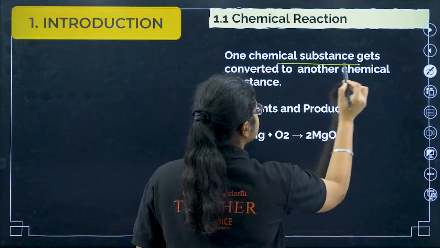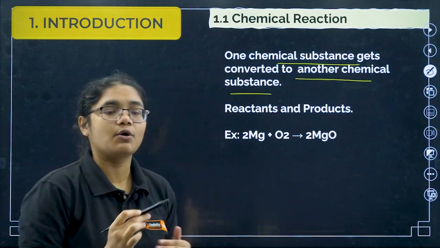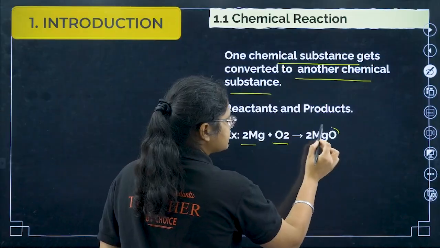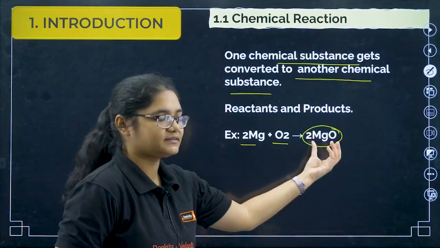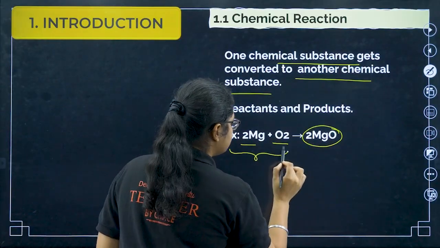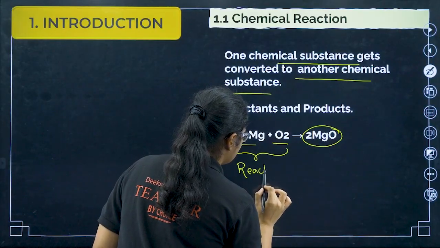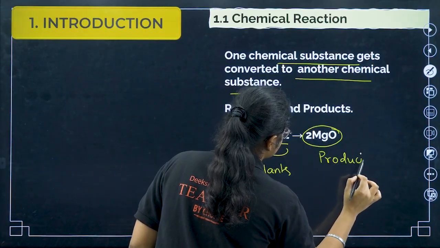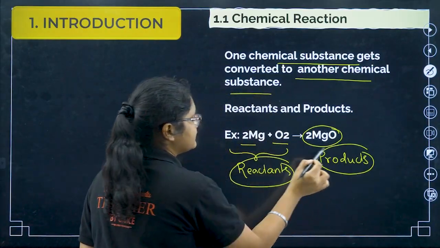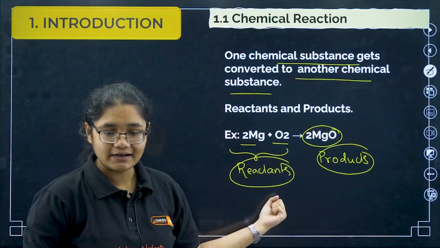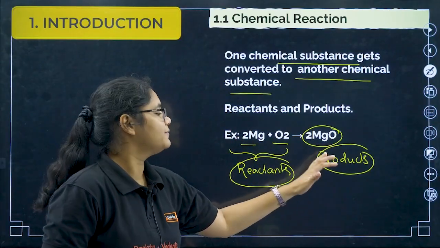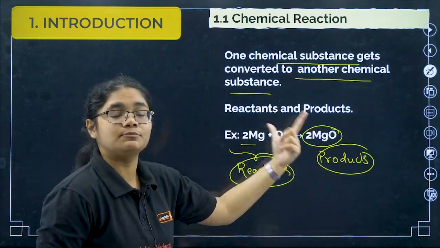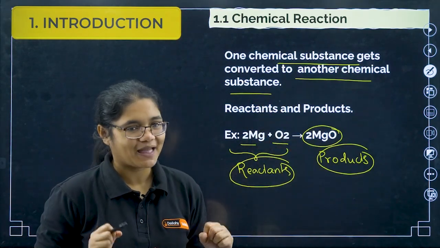When one substance gets converted to another chemical substance, we call it a chemical reaction. For example, you have Mg plus oxygen, it gets converted to MgO. This is a different product, right? So what I call these things, these are reactants, and these are products. So when 2 things react to give you a different product, we call them reactants and products, and when reactants change to products, this process is called a chemical reaction. I hope this is clear.